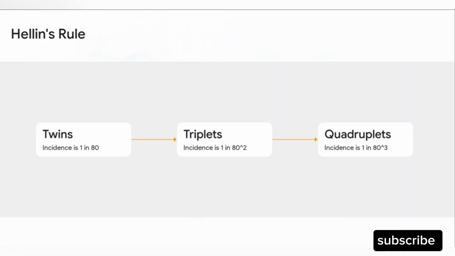So what do we actually do with that 1 in 80 figure? We plug it into Helen's rule. This is a brilliant little shortcut to calculate the incidence of higher-order multiple pregnancies. If the incidence of twins is 1 in 80, Helen's rule says you just take that denominator and multiply it by itself. So triplets का incidence क्या होगा? Simply 1 in 80 squared. Quadruplets, 1 in 80 cubed. See, it's that simple. Pure math.